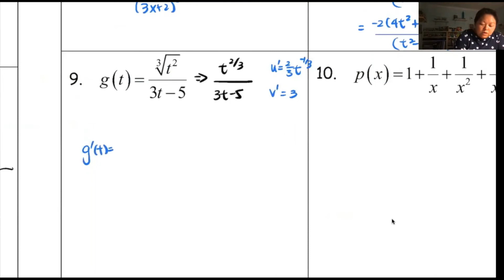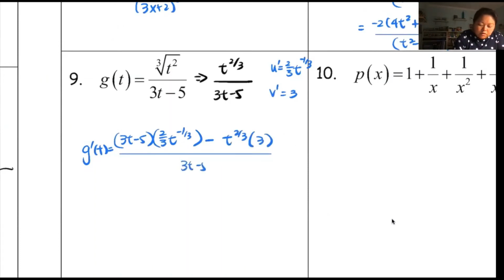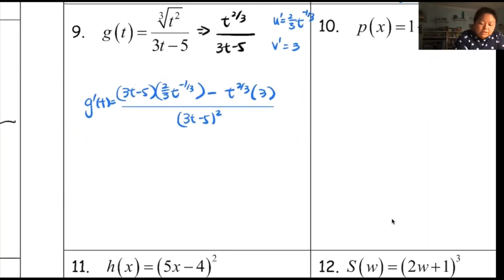So low d high minus high d low, all over low squared. Again, our denominator really doesn't do much. We just kind of keep it there, but you really got to multiply out the top, right? So this one's a little bit trickier, right?